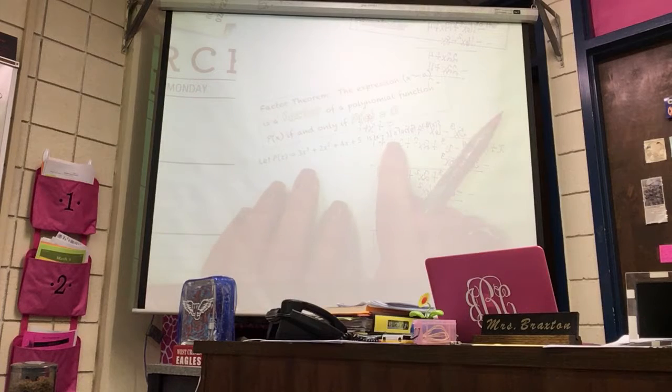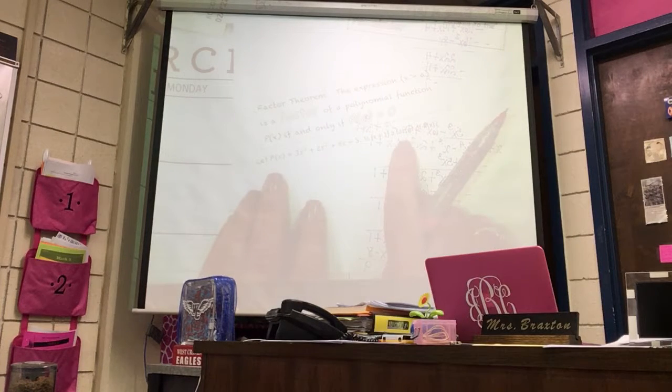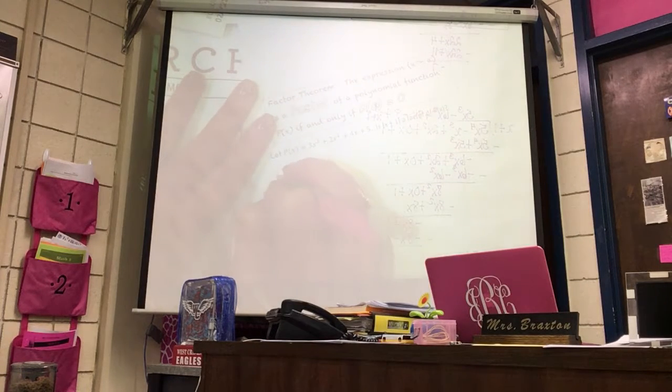I want to know if this is a factor. What is my A for this one? I'm dividing by x plus 1. What is my A? -1. So I want to know what P of -1 is. Wait, so why isn't it positive or negative? Because it's x minus A, so it's always going to change signs. So if it's a negative and it's x minus a, we change to positive? Yes.